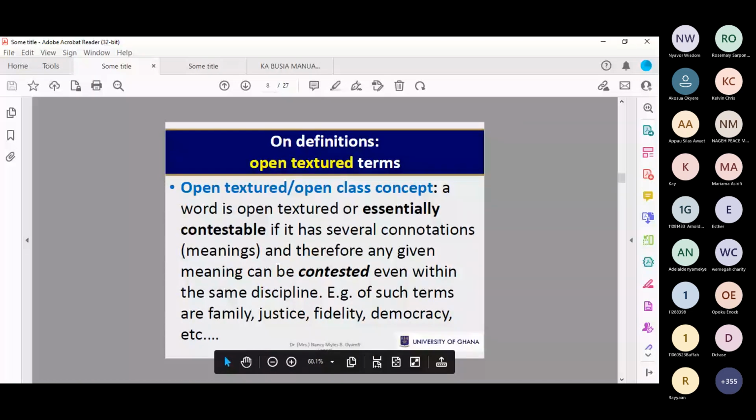Open texted terms. Very good. Open texted or open class concept. A word is open texted or essentially contestable if it has several connotations or meanings, and therefore any given meaning can be contested, even within the same discipline. Examples of such terms are family, justice, fidelity, democracy, etc. Yes, I have to add S to the example there, so that it should be examples of such terms. So you are right in your reading.